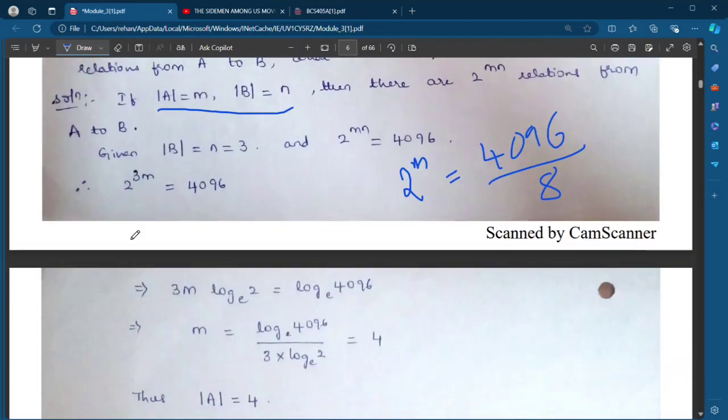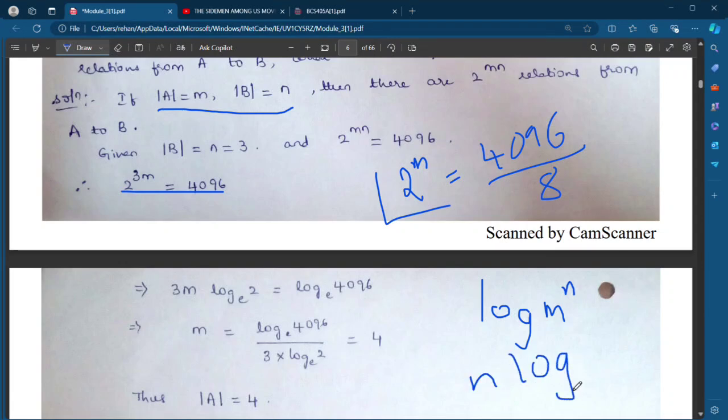Now I can take the log. Ignore this text part; I am just trying to solve it in a different way, and even if you solve it like this, we'll get the same answer. So 2^(3m) = 4096, and I take the log here. The basic formula is log of m to the power of n equals n log m. So I have 3m into log base e of 2 equals log base e of 4096.